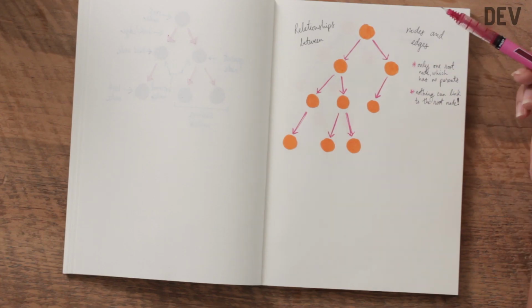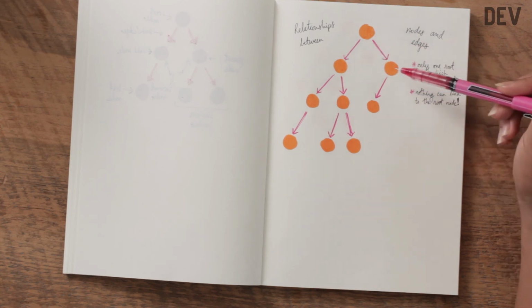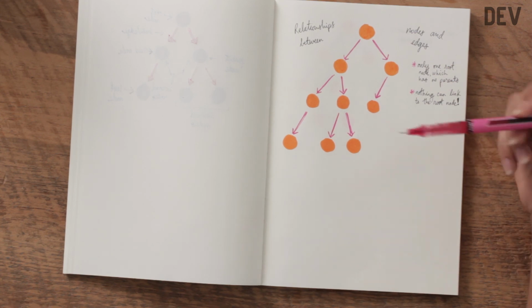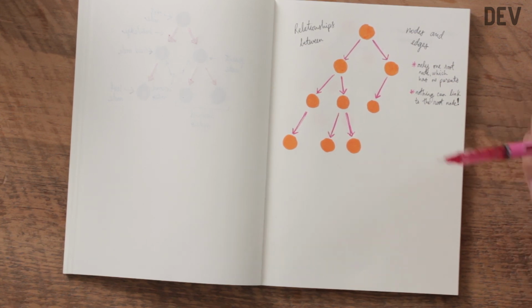Let's add some nodes and make this tree more complex and see if this rule is still true. So we've added more nodes. And now we have 1, 2, 3, 4, 5, 6, 7, 8, 9 nodes. Let's see if we have 9 minus 1, 8 edges.